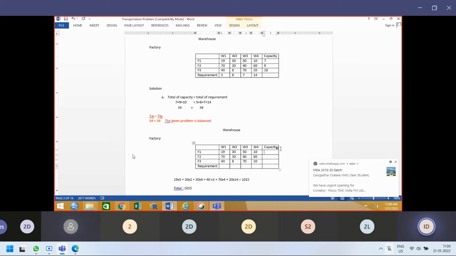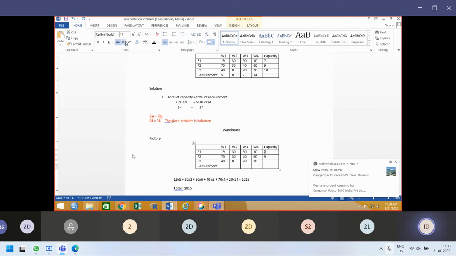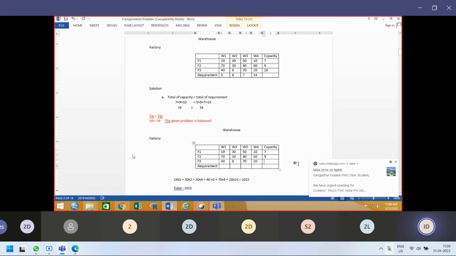Now, what is the capacity? Capacity is 7. This is 9. Right? 7, 9, and 18.